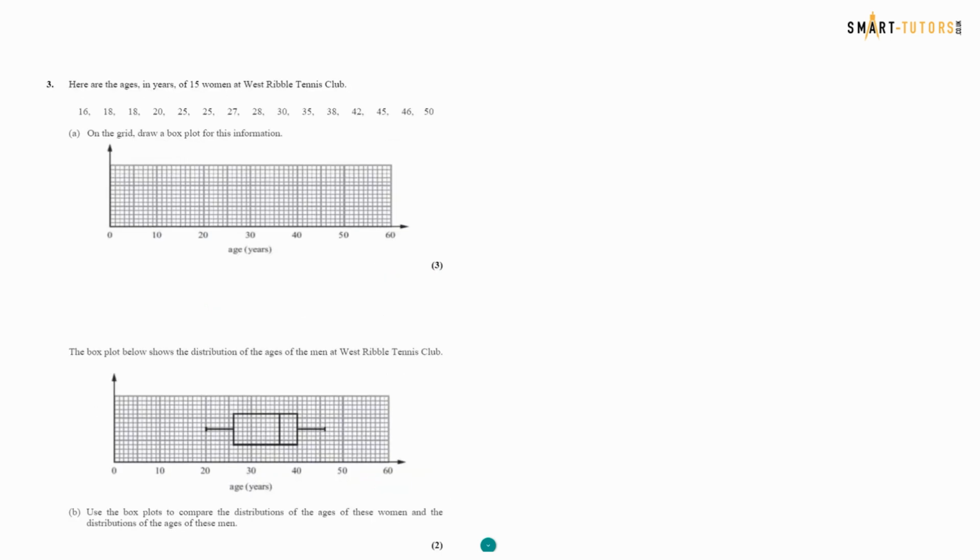Question number 3. Here are the ages in years of 15 women at West Ribble Tennis Club. On the grid, draw a box plot for this information. First of all, for a box plot you need some information. The lowest value, LV, is 16. The highest value, HV, is 50.